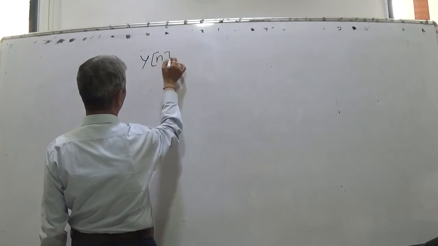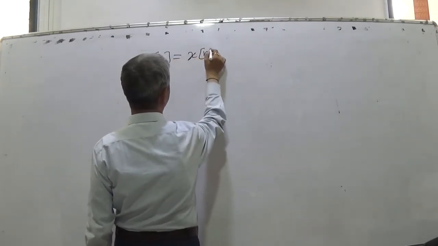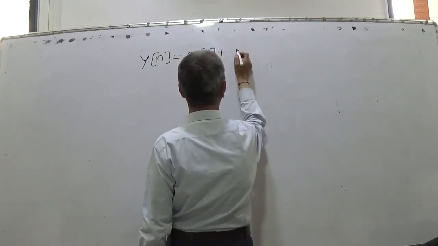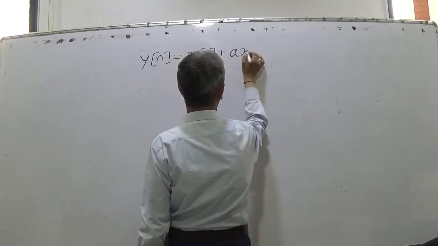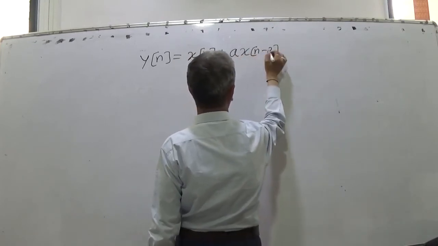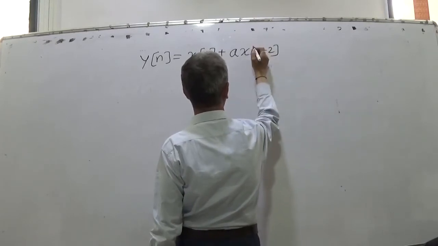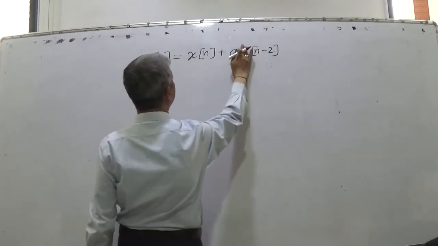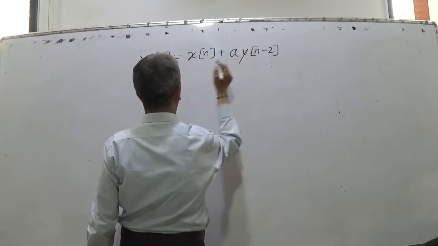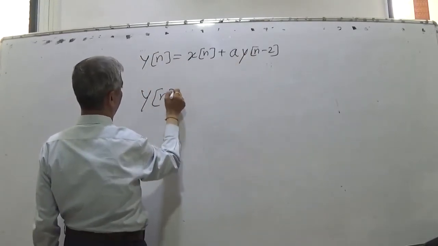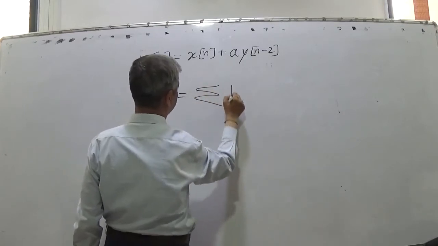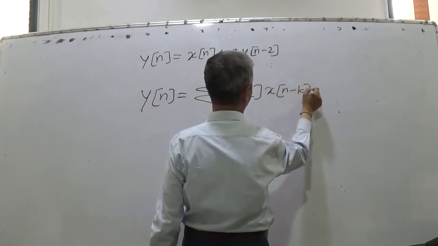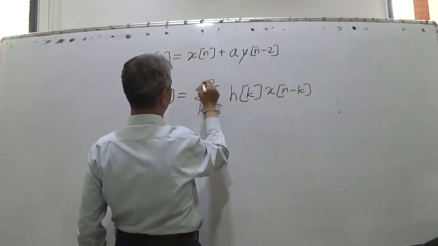yn is equal to xn plus, half I can use, but I will use a general expression now. a is a constant, so you can have it any value. yn is xn plus a times yn minus 2. From this you compute. So yn has to be always the summation of h of k x of n minus k, k equal to 0 to infinity.